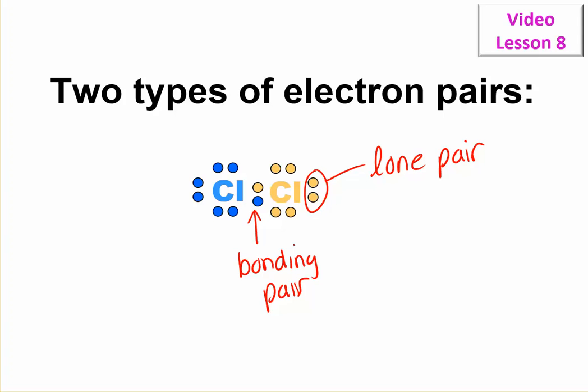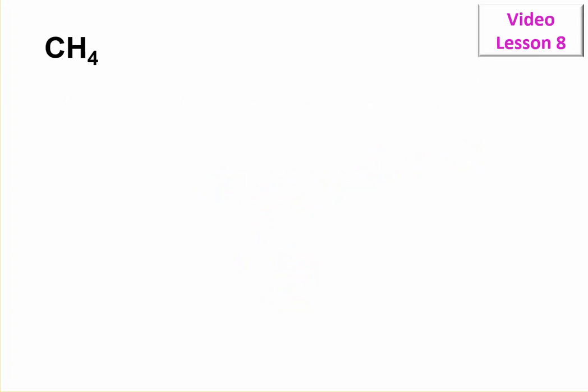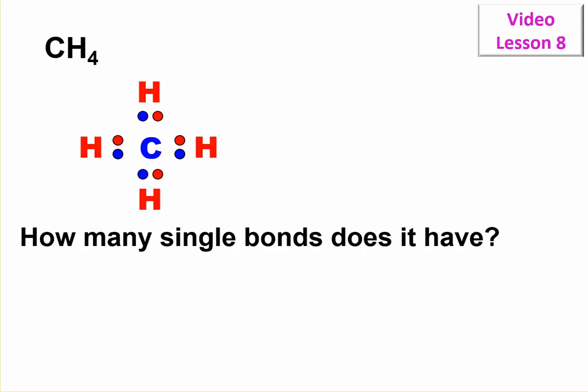Okay, let's look at another molecule. Here is carbon. Carbon has 4 valence electrons, and the number of bonds that it can form depends on how many unpaired electrons it has. So we will expect carbon to form 4 bonds. Here's the hydrogen. How many single bonds does this have? 1, 2, 3, 4 bonds in this molecule.